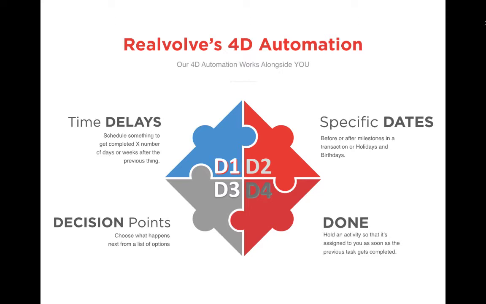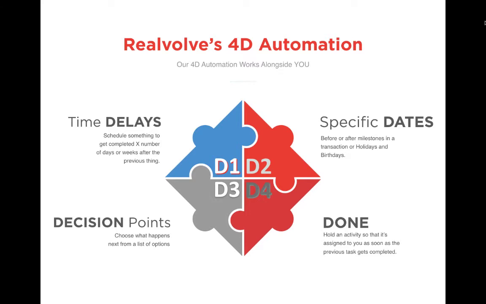The other D, D2, is the specific date. So you can say, I want something to happen on a specific date, maybe for holidays or birthdays, things that are milestones. Now, in most applications that you see out in the real estate space, they have these 2 forms of action plans or task series, things that happen. But in Realvolve, we also have 2 additional Ds, and they're really important to have.